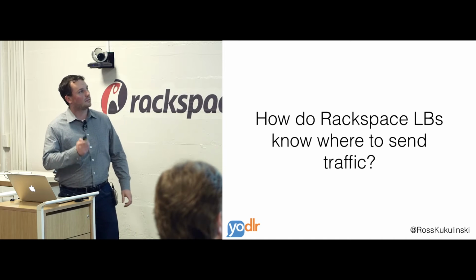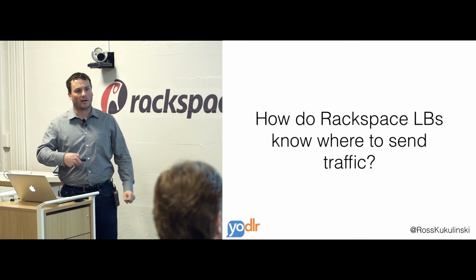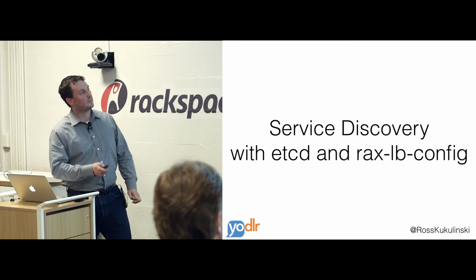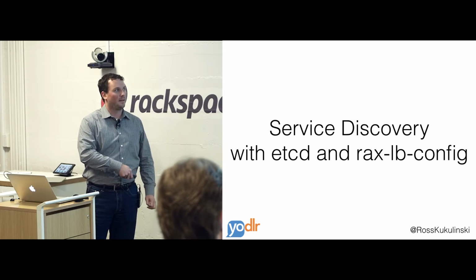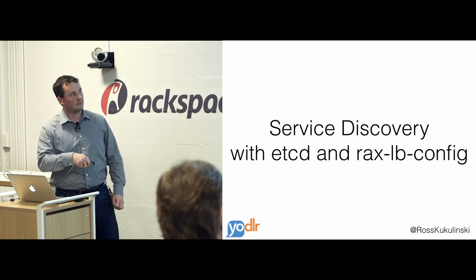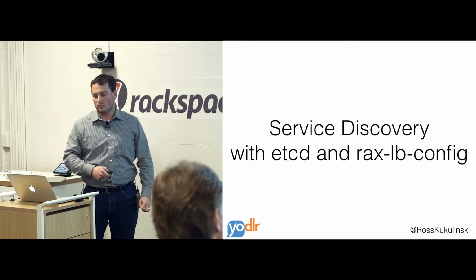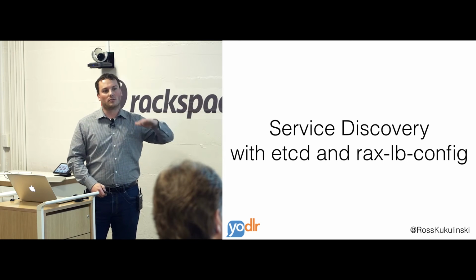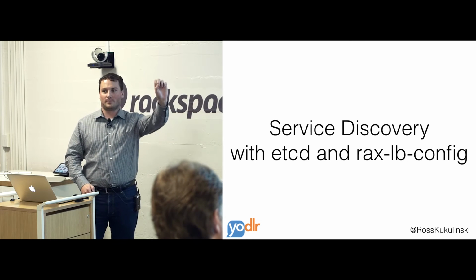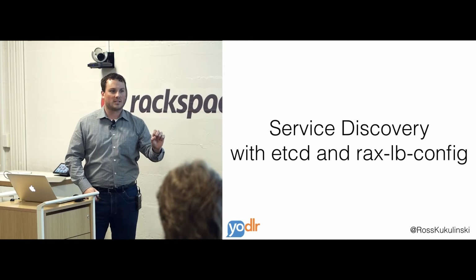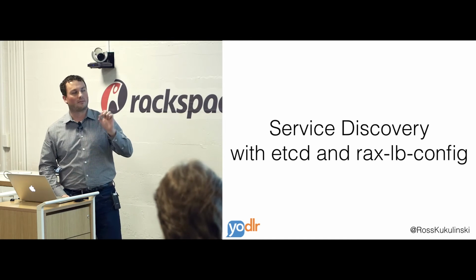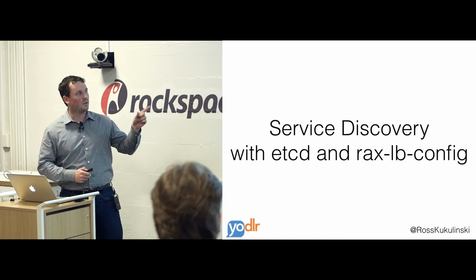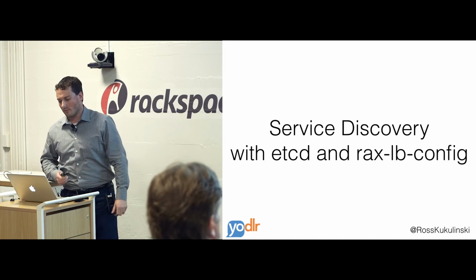So how do the Rackspace load balancers know where to send traffic? Well, we use something called service discovery, and we do it using etcd as our data store. We wrote an open source package called rackslb config, which we should really rename because we built it specifically for Rackspace, but the underlying library we use that talks to Rackspace's APIs is cloud agnostic. So it supports Amazon, Joyent, Rackspace and DigitalOcean. So this library can be used across any cloud platform.